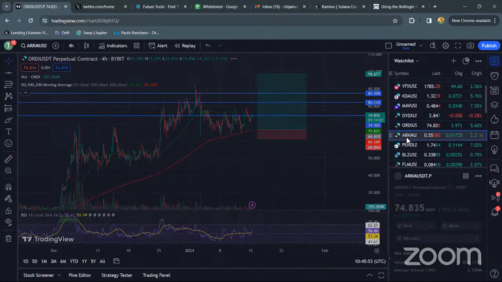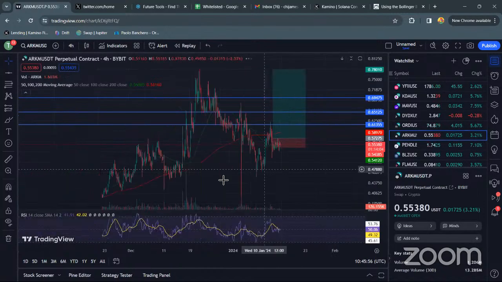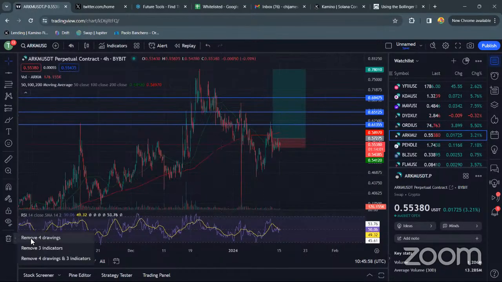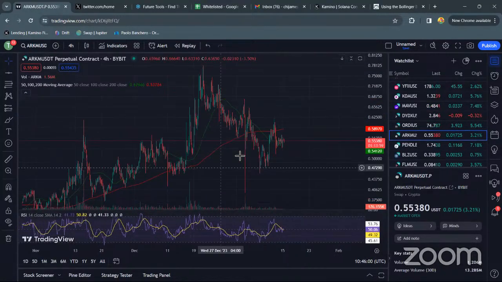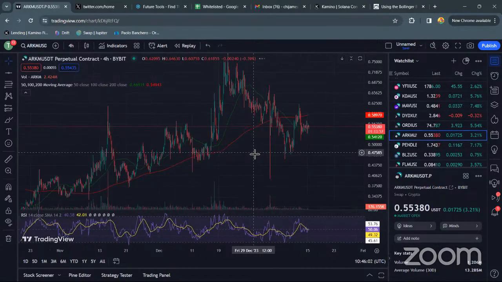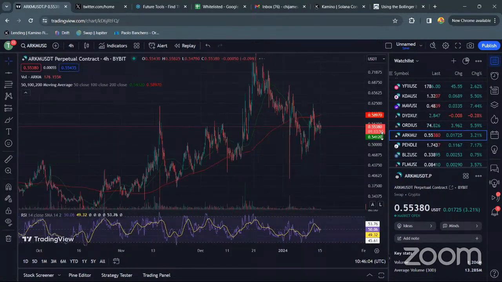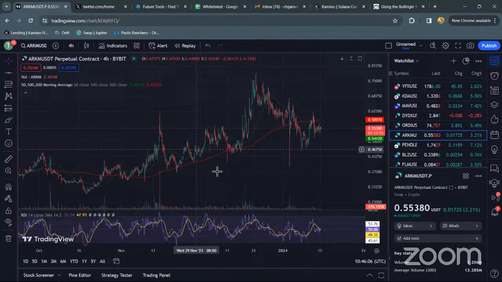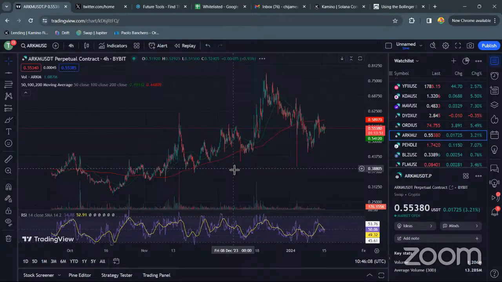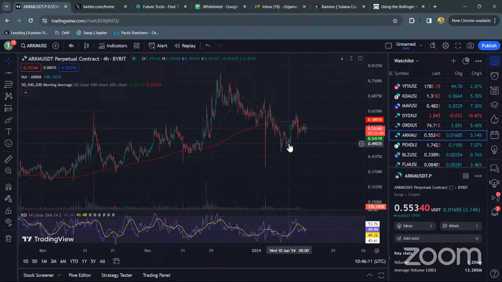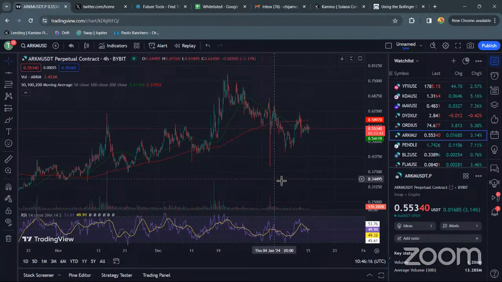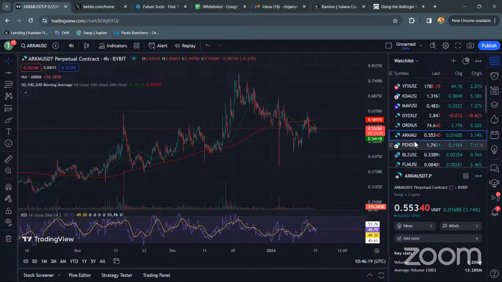Another thing that I'm looking at is Arkham. Arkham is something I've traded a lot. It's been giving me a lot of money since December, with its up and down movements here. I don't know, it's kind of looking bearish right now, right? So I would just hold off on trading it for now.